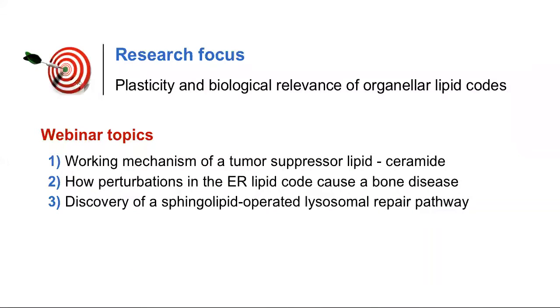Now, work in my lab is increasingly dedicated to addressing the functional consequences of and the cellular responses to disease-related imbalances in organellar lipid codes, with a primary focus on the aberrant distributions of sphingolipids. And as I hope to convey in this webinar, our efforts have led to some novel insights in, for example, the working mechanism of the tumor suppressor lipid ceramide, and on how perturbations in the ER lipid code may cause a rare form of osteoporosis.